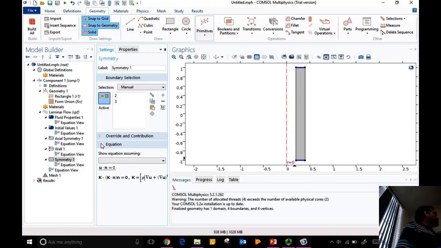Velocity in the normal direction, that is, velocity crossing this, is 0. That means there is no velocity on the boundary crossing it. Okay. The next equation, what does that tell you?